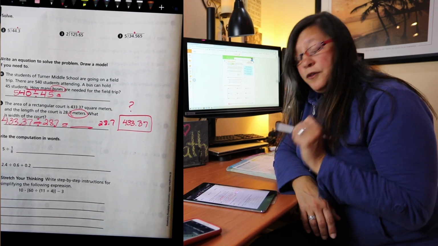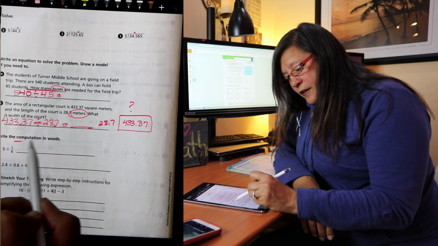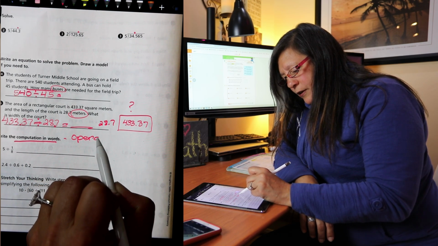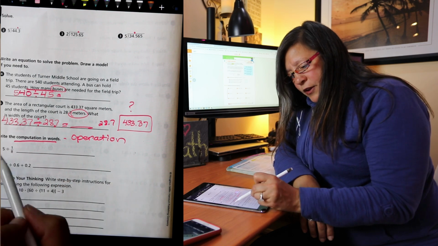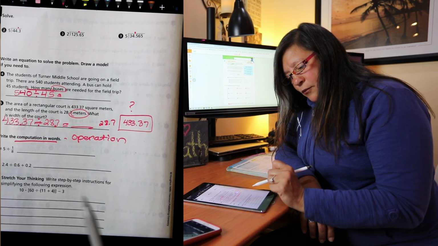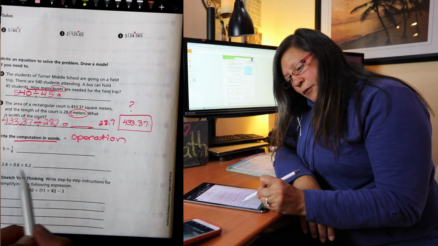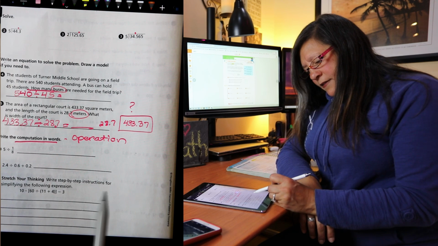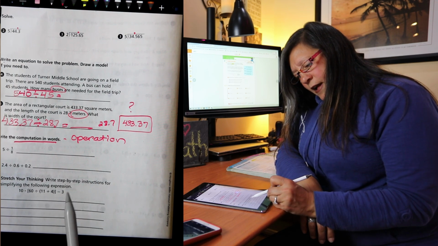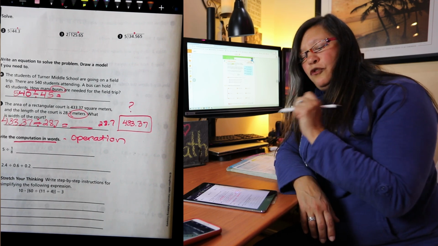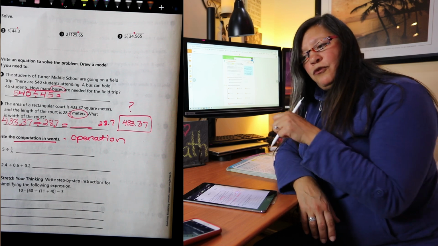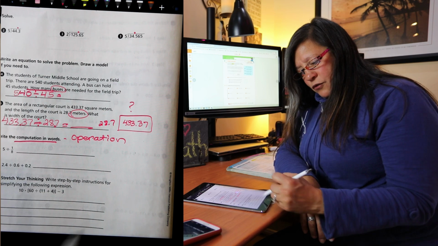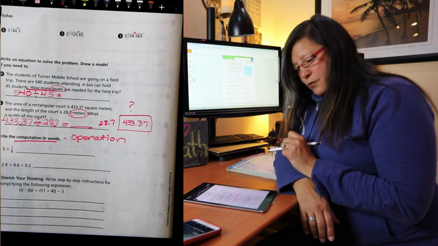Write the computation in words. Remember, when we studied this yesterday, always start with the operation word. What is the operation you are doing, and then describe what you're doing. Order of operation, same for number 7. Number 8, write a step-by-step instruction for simplifying the following expression. Just write it out. What would you do first? Then what would you do next? Using the computation of words to explain what you would do.